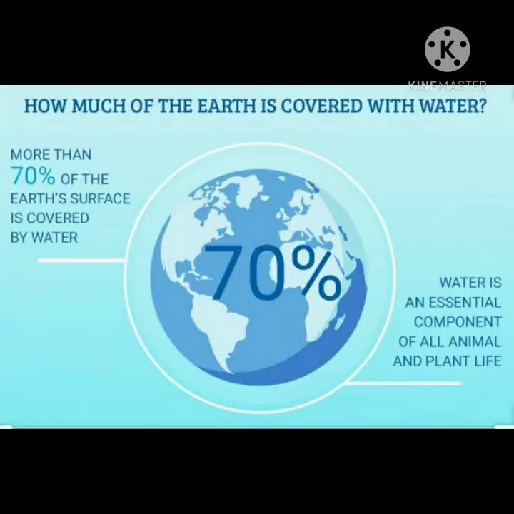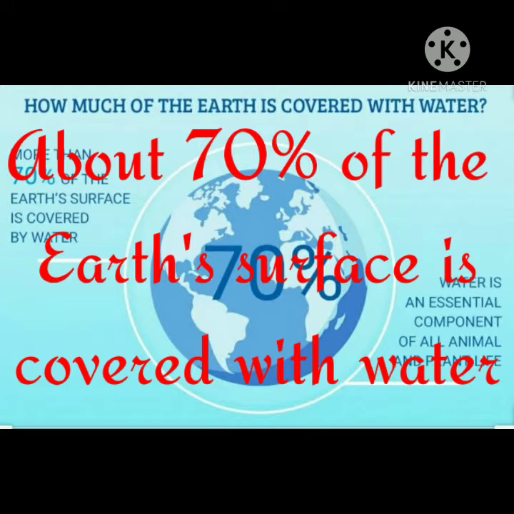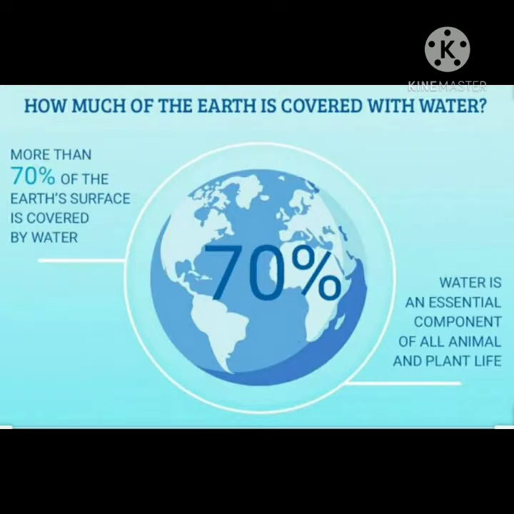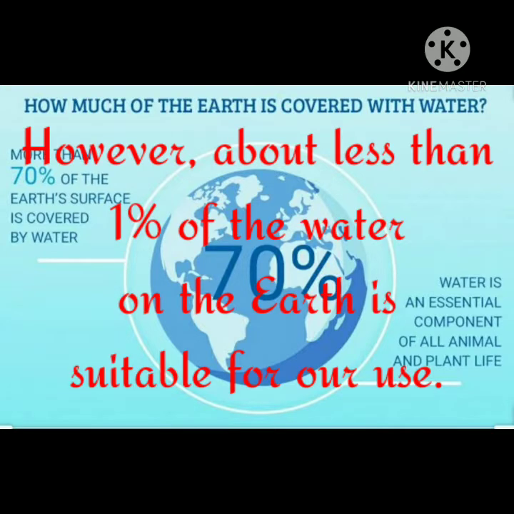Water covers about 70% of the Earth's surface and is essential for the survival of all life forms on Earth. Though 70% of the Earth's surface is covered with water, only less than 1% of water on Earth is useful or suitable for use.